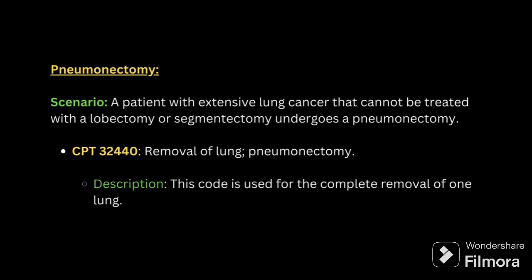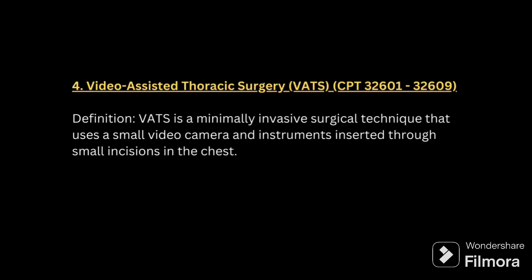Next procedure is pneumonectomy. The example is a patient with extensive lung cancer that cannot be treated with lobectomy or segmentectomy and undergoes a pneumonectomy. Pneumonectomy means removal of the lung. For that, we are coding 32440. Only one lung is removed.